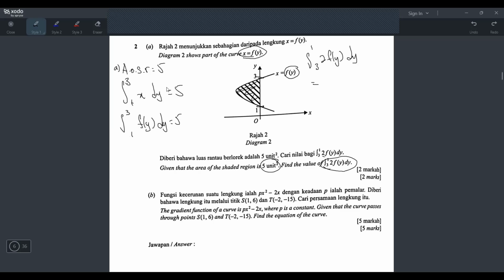Or maybe some student don't want to put negative, can also. If you don't want to put negative, then here you have to put modulus. Okay, but if you write modulus also, I don't recommend lah. Okay, I think the best way is to just put a negative like this. Okay, and the negative is because the shaded region is on the left side of the y-axis.